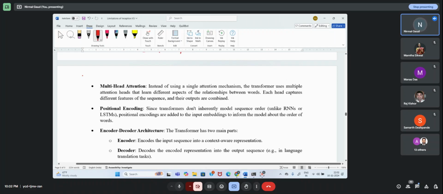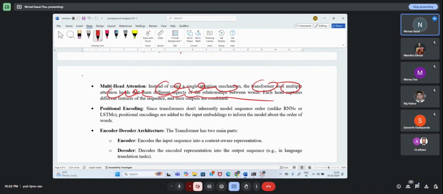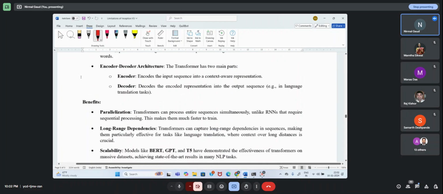Okay, multi-head attention. Instead of using a single attention mechanism, the transformer applies multiple attention heads with different aspects. That's what we are doing. This was for words; we are doing it for images. Okay, it is all done.